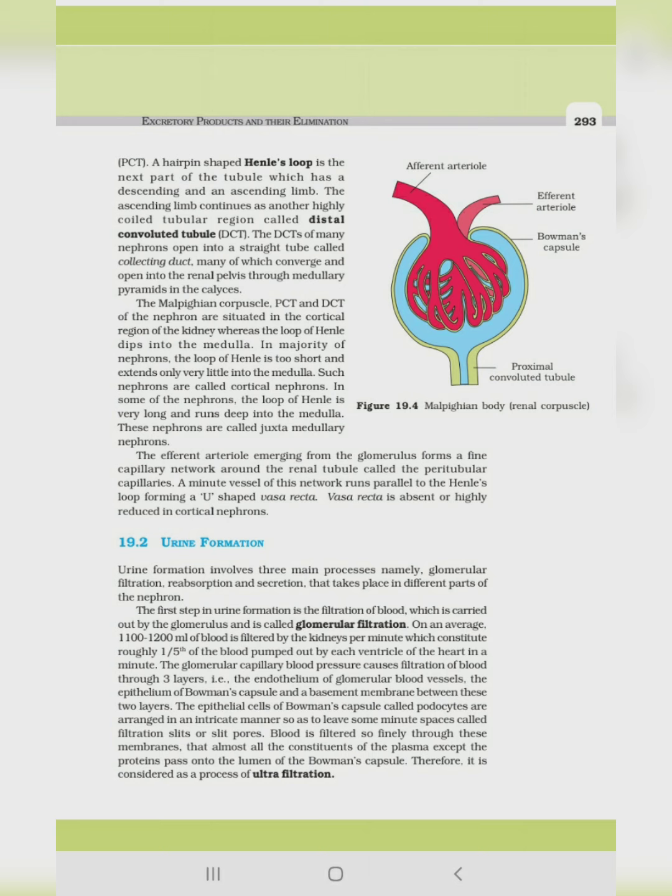The efferent arteriole emerging from the glomerulus forms a fine capillary network around the renal tubule called the peritubular capillaries. A minute vessel of this network runs parallel to the Henle's loop, forming a U-shaped vasa recta. Vasa recta is absent or highly reduced in the cortical nephrons.